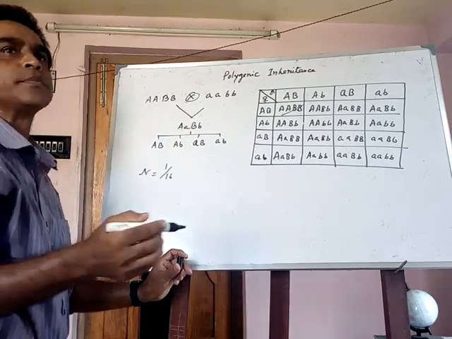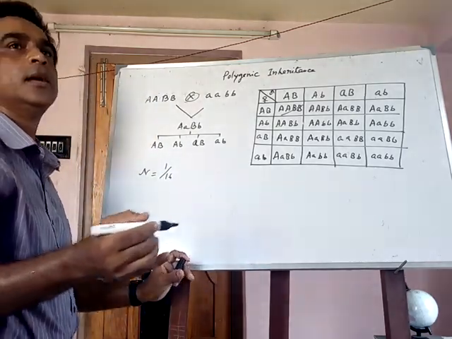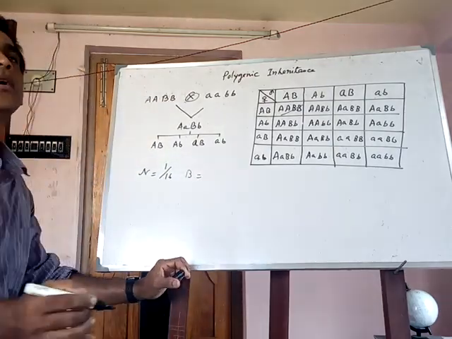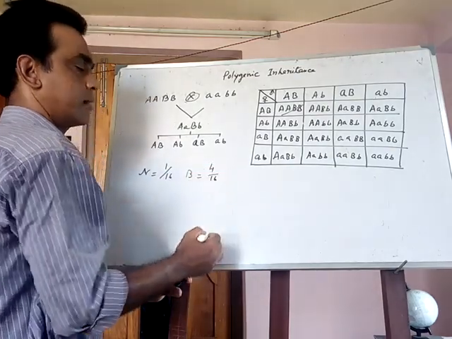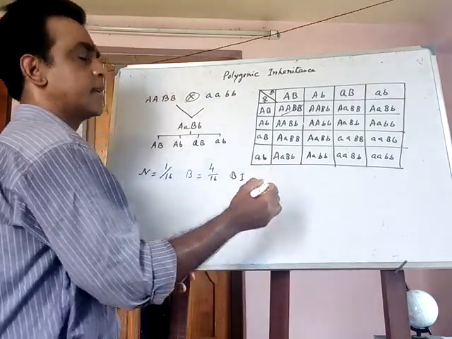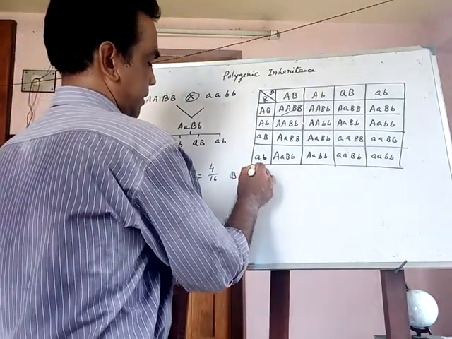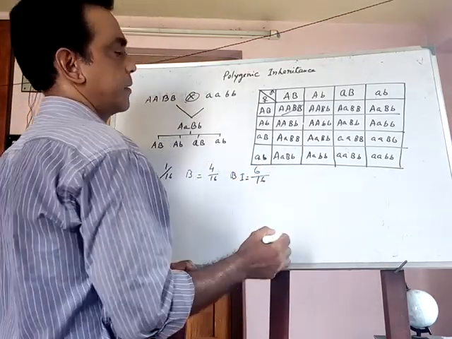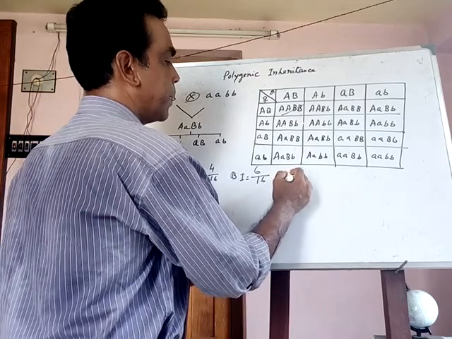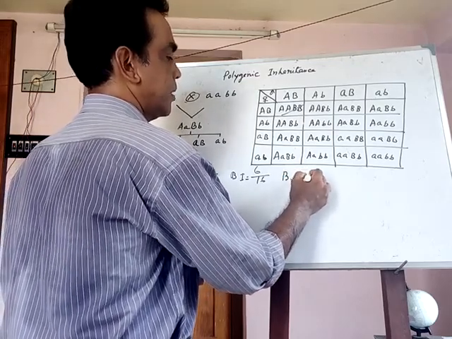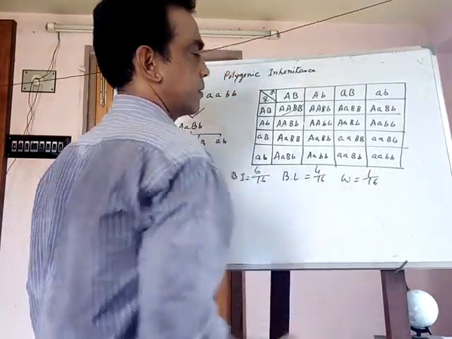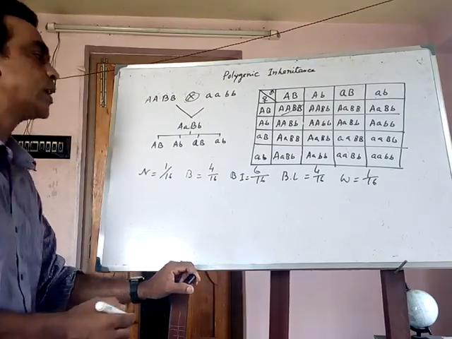Black is 4/16. Black intermediate is 6/16. Light black is 4/16, and white is only 1/16. That is the ratio of 1:4:6:4:1.